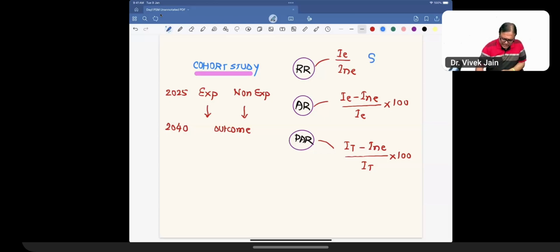Quickly tell me the interpretation. Relative risk 8 means smokers have 8 times higher chance as compared to non-smokers of developing lung cancer. Incidence of disease is 8 times higher in exposed as compared to non-exposed. Whenever your relative risk is more than 1, association is present. Equal to 1, no association. And less than 1, protective.